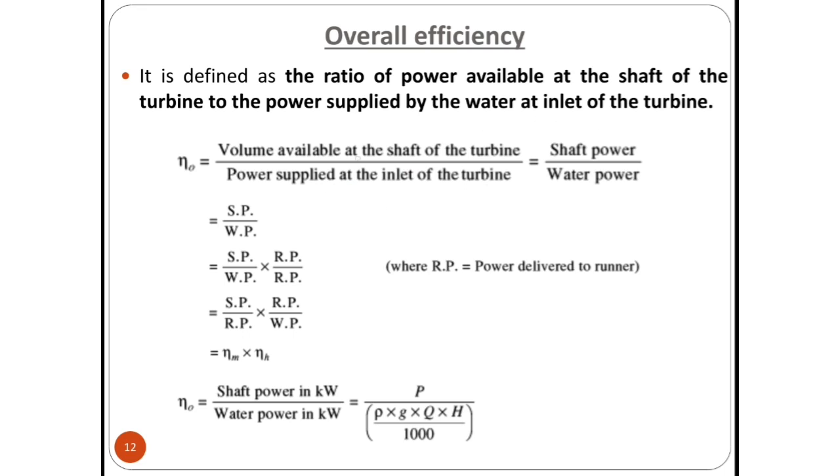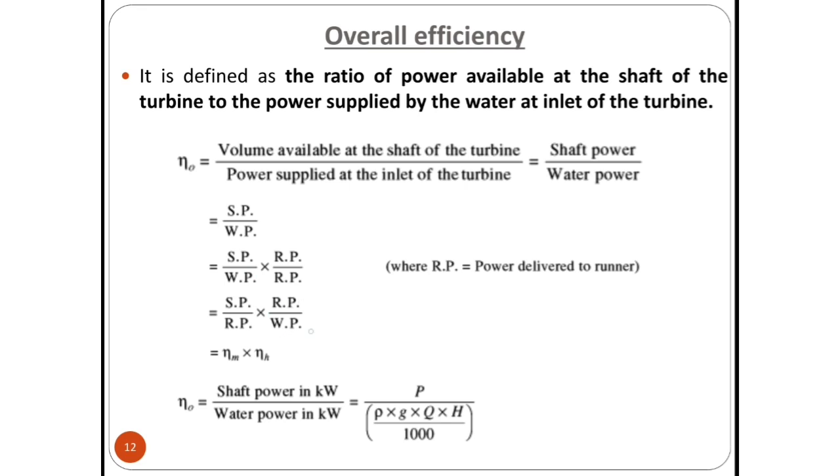We can take it as SP divided by WP in the numerator, that is shaft power divided by water power. In short, we can write it as SP divided by WP. So we will get the relation between overall efficiency and the other efficiencies. Here I will multiply and divide by RP, that is runner power. Next, SP divided by RP and RP divided by WP.